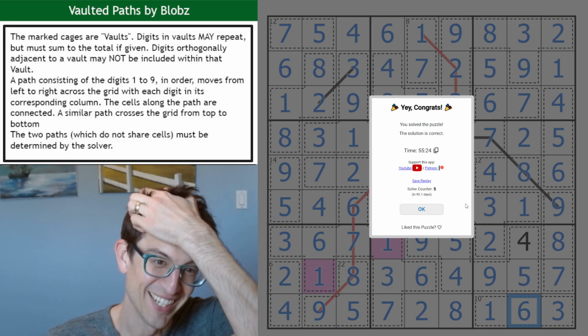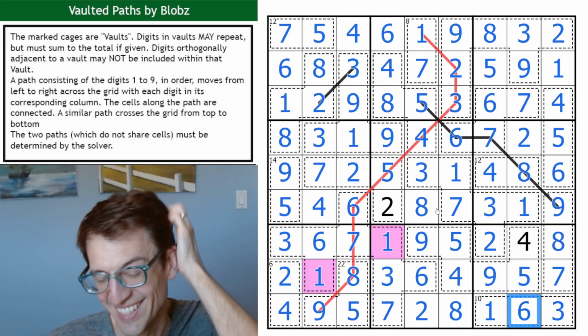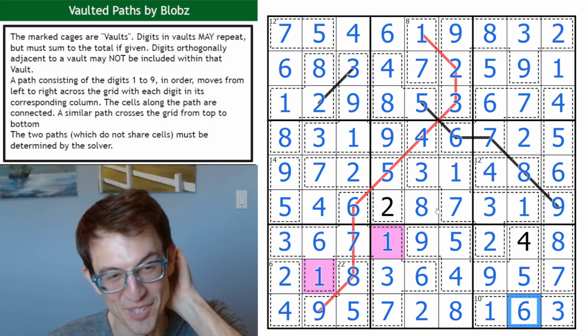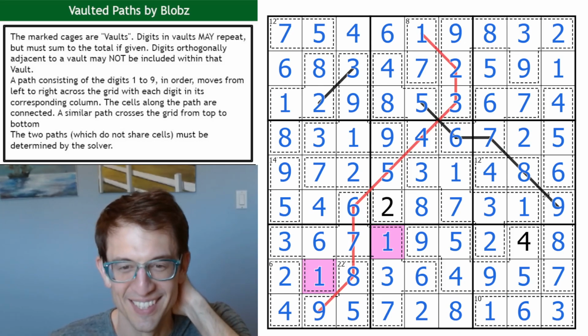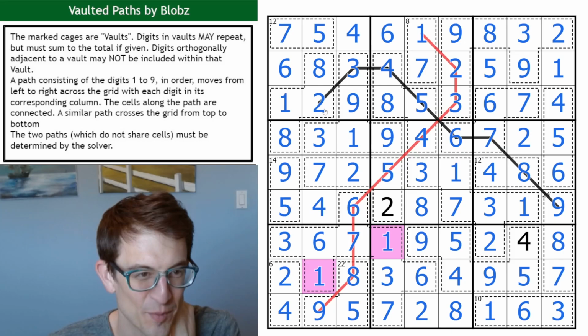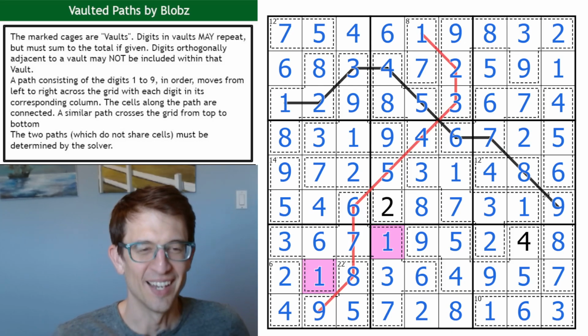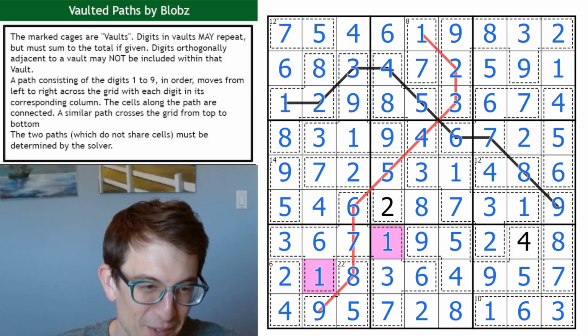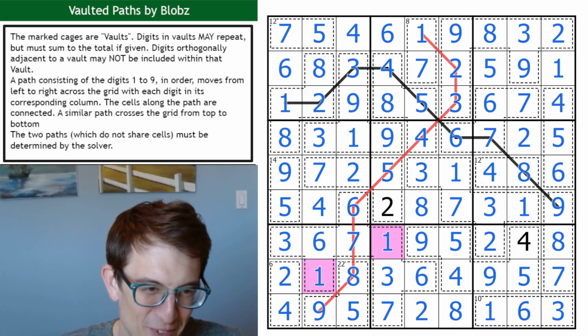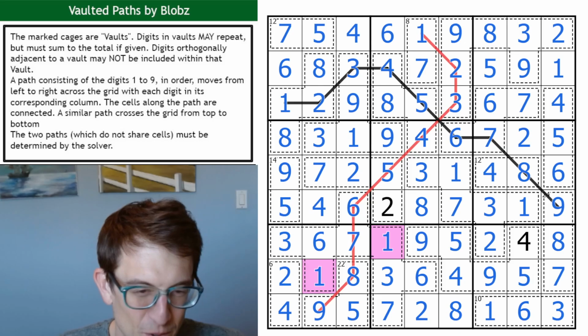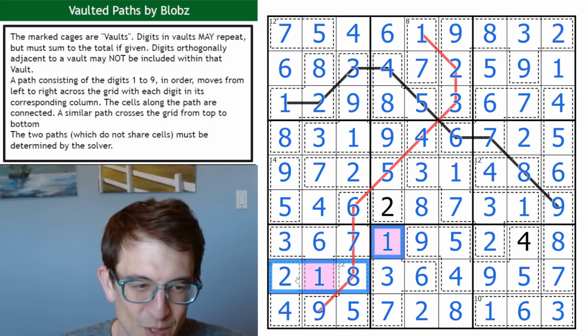Wow. That was a hard ending. It's a little frustrating actually, but the beginning was so beautiful. Let me finish the line drawing because that is an important part of this. Yeah, beautiful puzzle Blobz. It really was. Even if I couldn't see the ending by my own fault of being a bad Sudoku person.